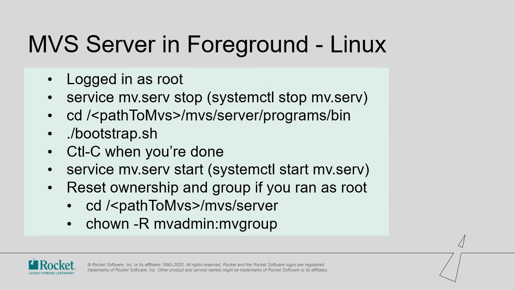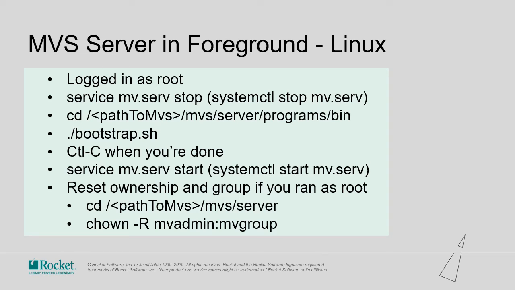To run the Toolkit server in Foreground on Linux, make sure you're logged in as root. Stop the Toolkit service using service mvserv stop. cd to the appropriate path. The default path is /usr/local/Rocket Software/MVS/Server Programs/Bin. Note that the Rocket Software is one word, no spaces like Windows, with the R and the S capitalized.